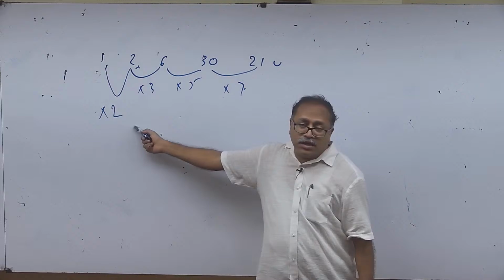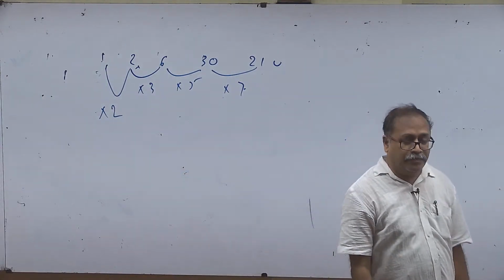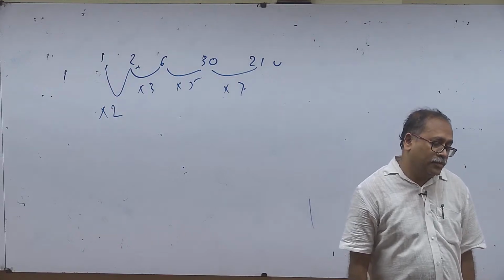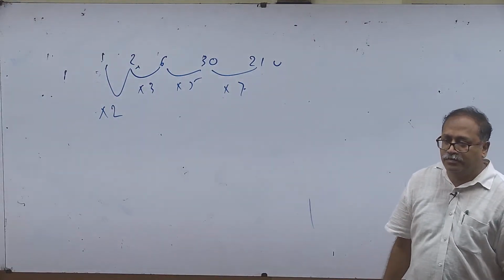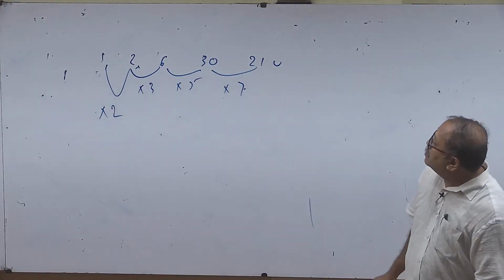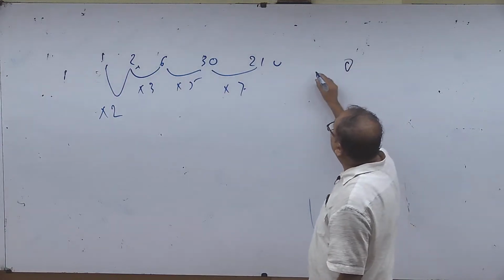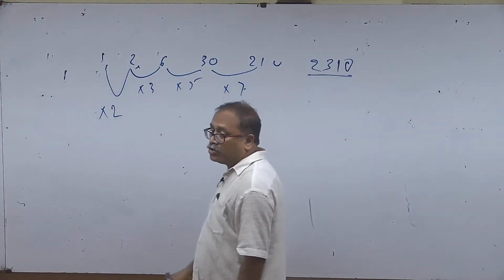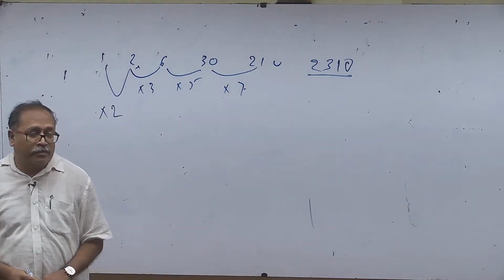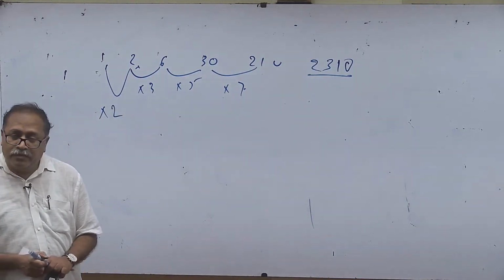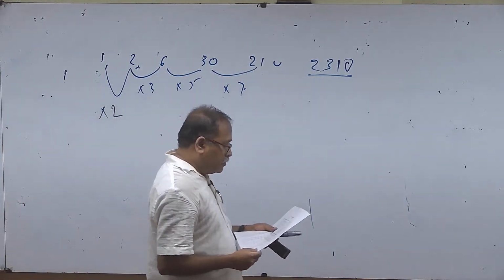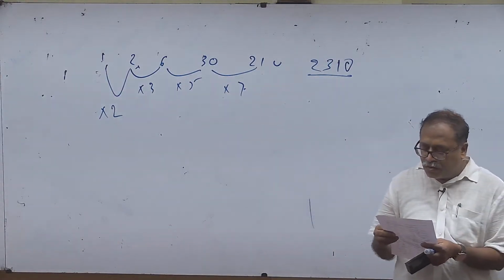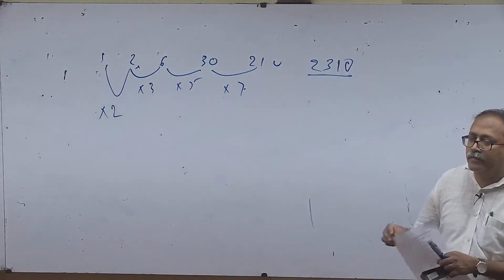So when 2 is there, it's a prime number. So the next prime number is 11. That's right. Then 2 into 11. Question 9.